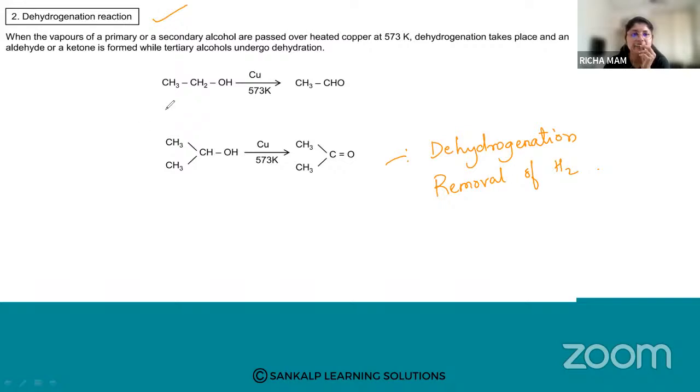So what are we doing when the vapors of primary or secondary alcohols are passed over heated copper? Either we take a primary alcohol or a secondary alcohol, and treat it with copper heated at 573 Kelvin. What happens? Dehydrogenation takes place. What do you mean by dehydrogenation? Removal of hydrogen.